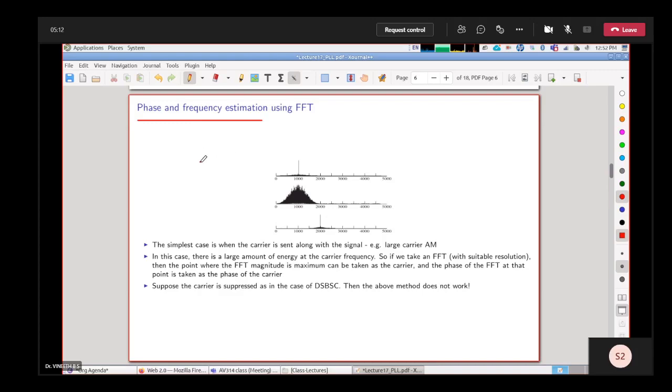If you want to do this on a computer, you will just collect data for some time. Of course, it will be sampled data. You will take an FFT, and if it's of sufficiently large resolution, you will be able to figure out where exactly your signal is. You will be able to find an FFT bin in which there is a large energy, and you can say that this is the frequency of the carrier which you are getting. And you can detect that.